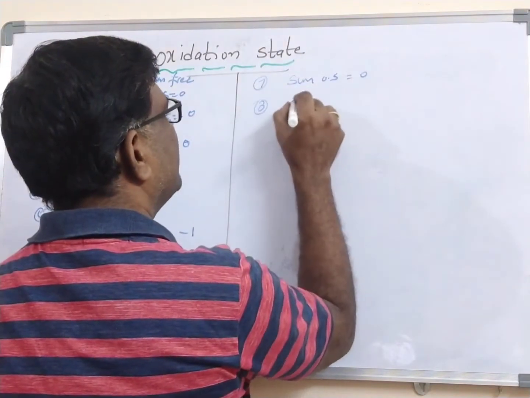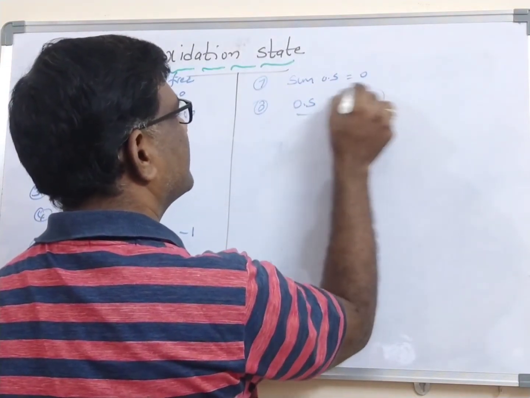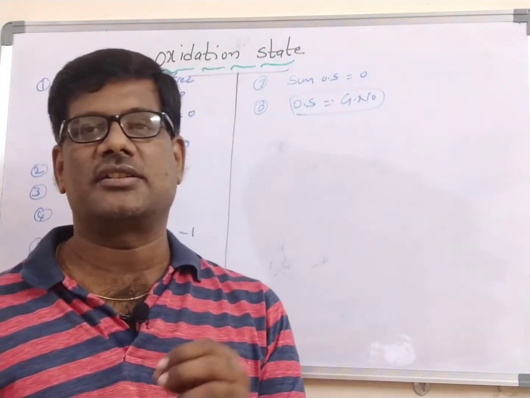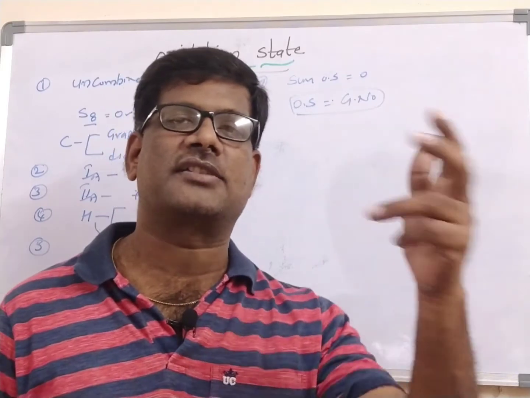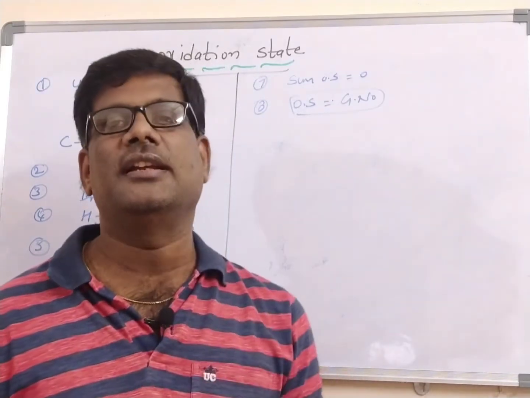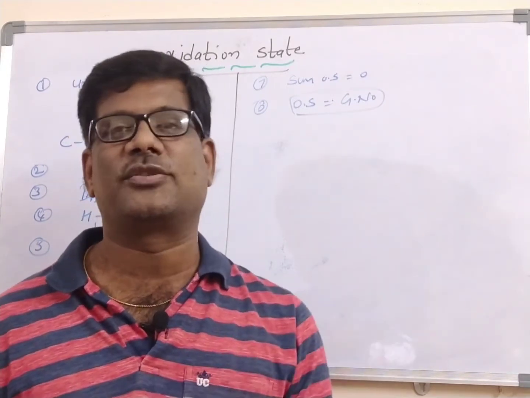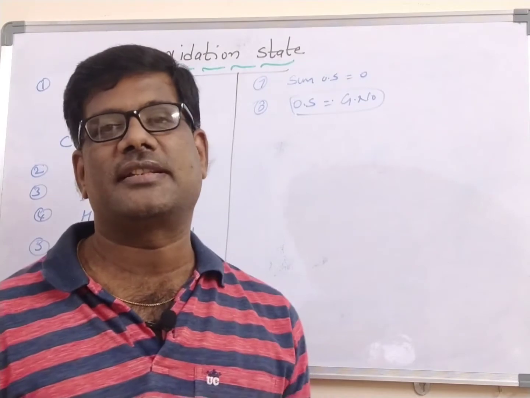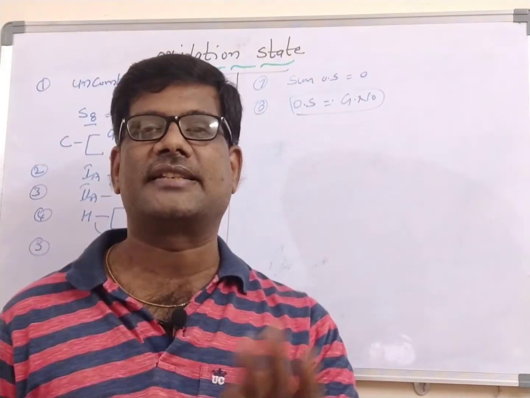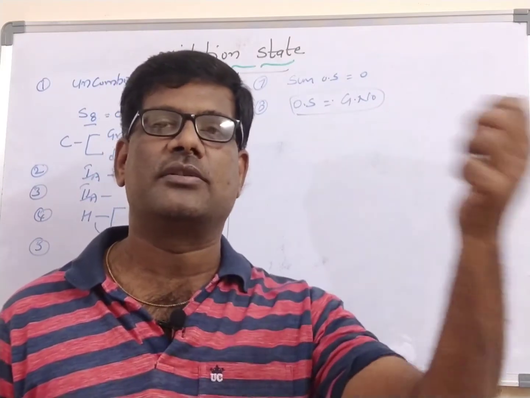8. Oxidation state never exceeds the group number. If you take a fourth A group element, it shows a highest oxidation state of +4 only. It never shows +5 or +6. Similarly, a 6th A group element shows a highest oxidation state of +6 only. It never shows +7 or +8, which is why the oxidation state never exceeds the group number. The highest oxidation state of any element equals the group number.